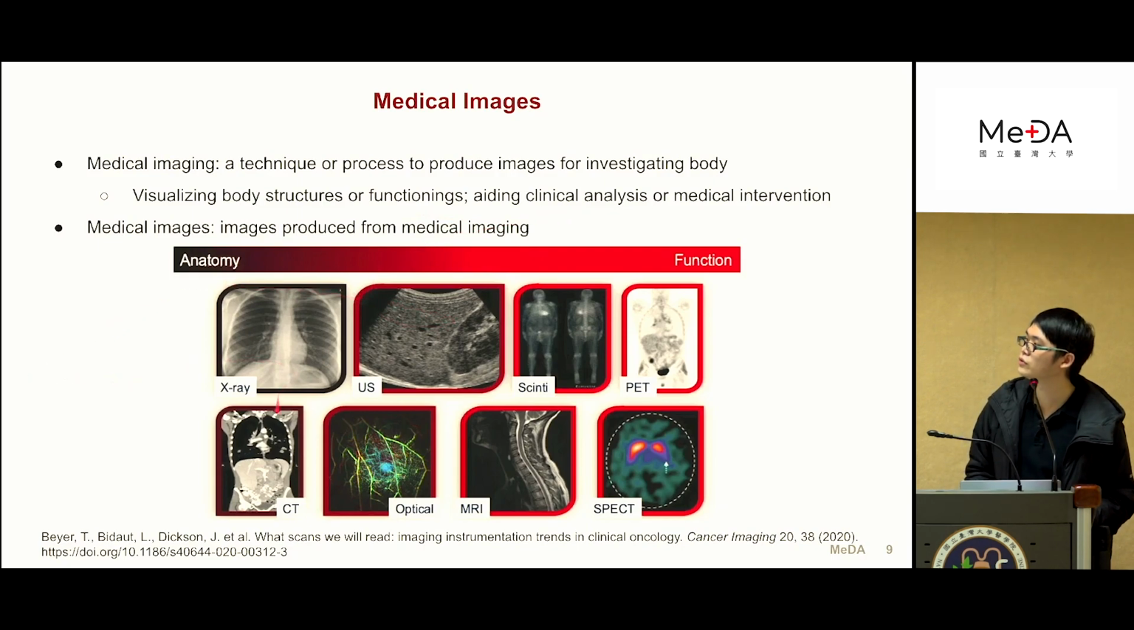Later we will use CT as an example. CT is computed tomography. It's a technique that uses X-rays to observe the inner body, and it can show the anatomical structure, and it can also show abnormalities like tumors or any other kinds of structure.